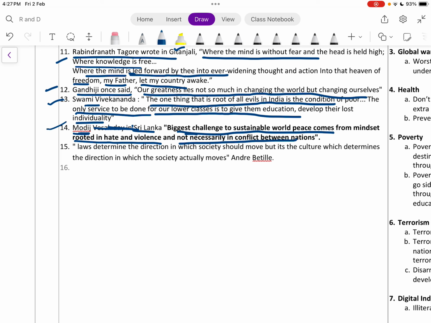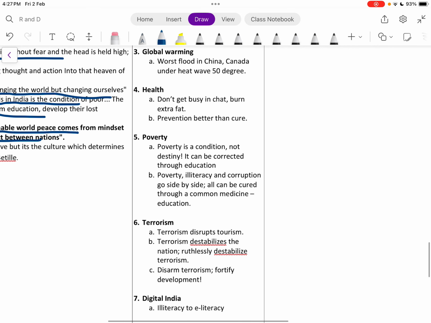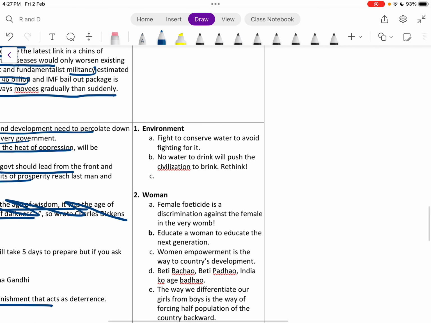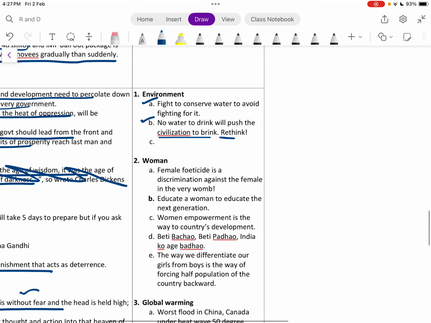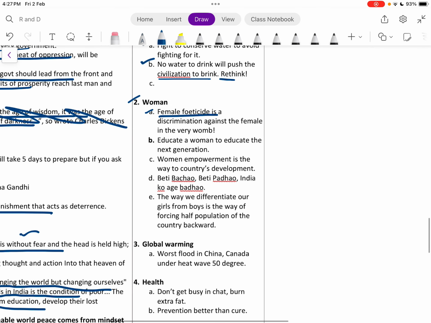Okay. Law determines the direction in which society would move, but it is the culture which determines the direction in which society actually moves. Okay, entry battery. Okay, talking about environment, fight to conserve water to avoid fighting for it. Okay, no water to drink will push civilization to brink. So rethink. Okay, women's: female feticide is discrimination against the female in the very womb.